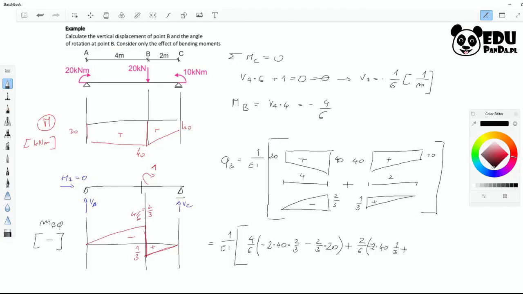So quickly let's calculate it. We need 4/6 times minus 2 times 40 times 2/3, minus 2/3 times 20, add 2/6 times 2 times 40 times 1/3, add 10 times 1/3. We get minus 310 over 9, times 1 over E. So minus 310 over 9E. And that really finishes the task. The result matches what I calculated earlier. So let's hope it's okay.